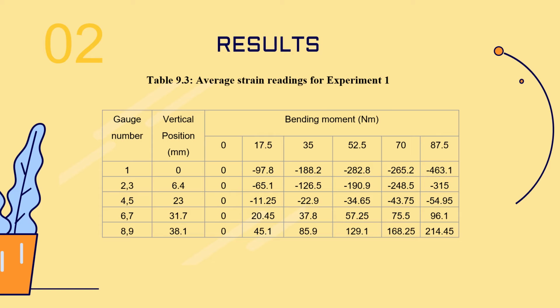As you can see, if you want to get the strain for every bending moment, you have to calculate based on their gauge number. So, if you want to get the strain, for example 70.5, you have to base it on the result in table 9.2, just add 2 plus 3 divided by 2 to get that strain.